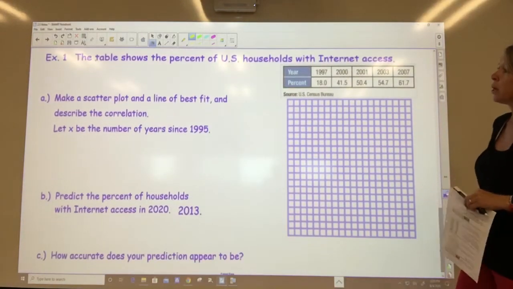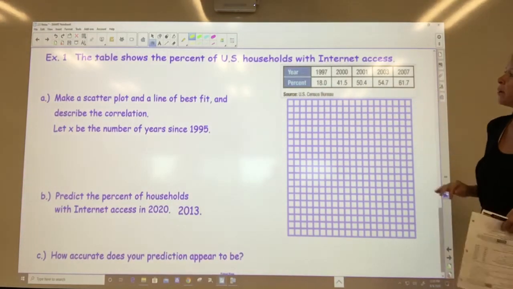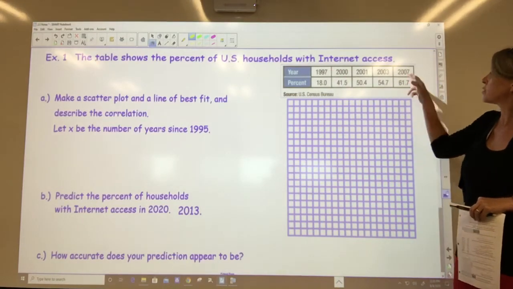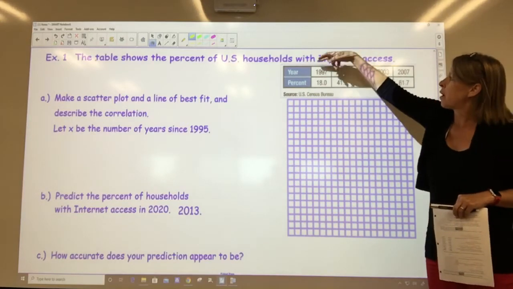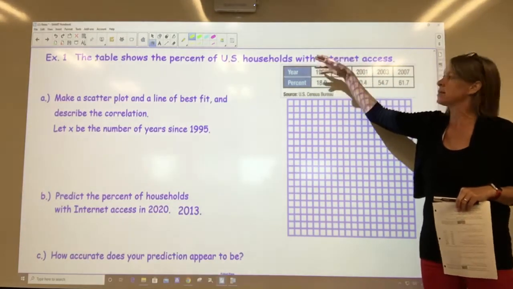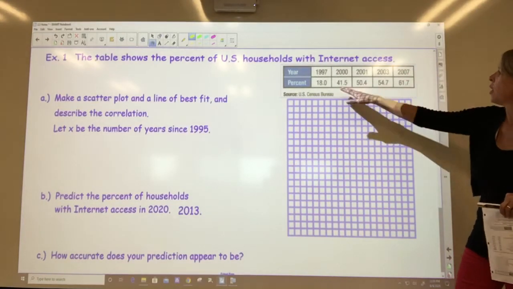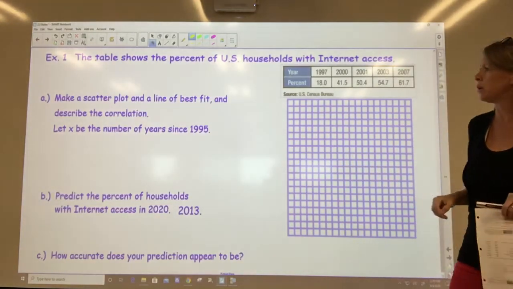All right, so looking at example number 1, it says this table here shows the percent of U.S. households that had internet access in each of these 5 years. And you can see here, the internet was just coming on the scene in the mid-90s, and as you get even just to 2007, which was a while ago, you can see how it really skyrocketed in the percentage of households in the United States here.